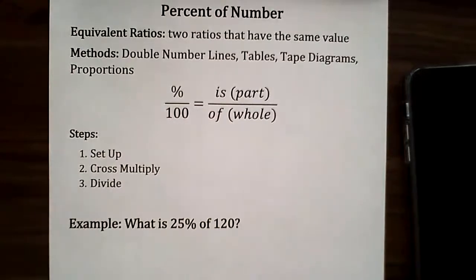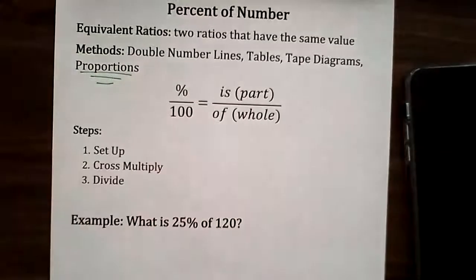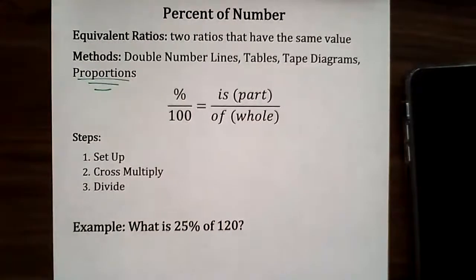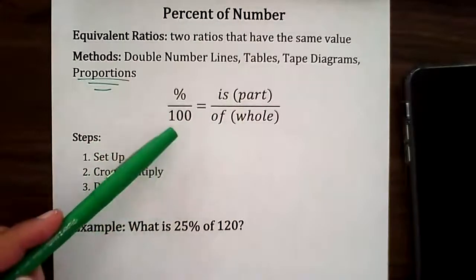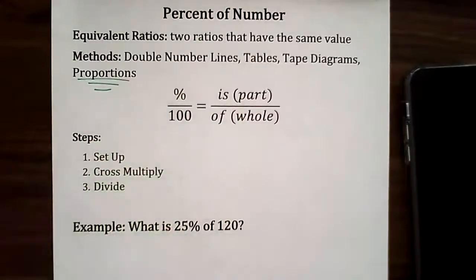And what we've done thus far is we've used double number lines, we use tables, we use tape diagrams. But now what we're going to use are proportions. This is our new piece of material that we're going to learn how to use, and it's already set up for us. So we're going to do percent over 100 equals is over of, or part over whole. Again, percent over 100, because we know percents are always out of 100, and then it's equal to is over of, or the part over the whole.